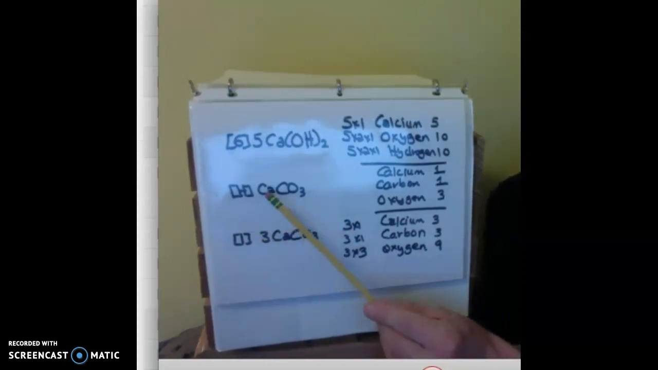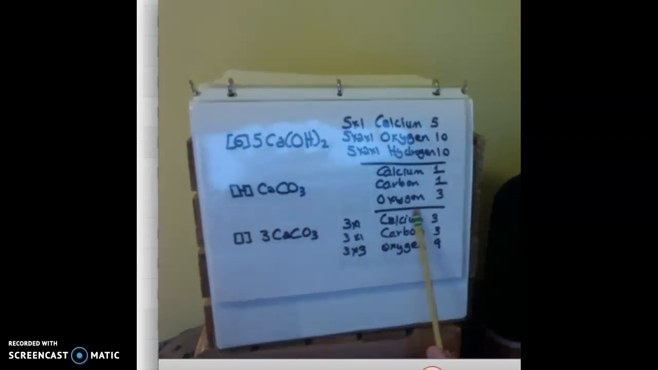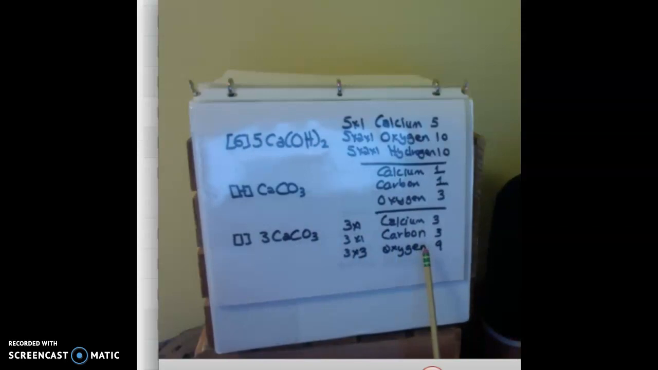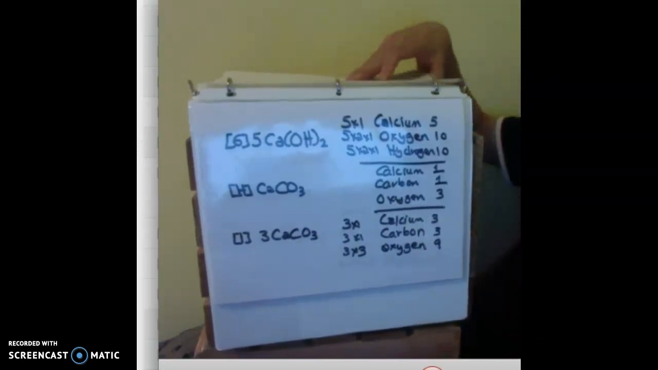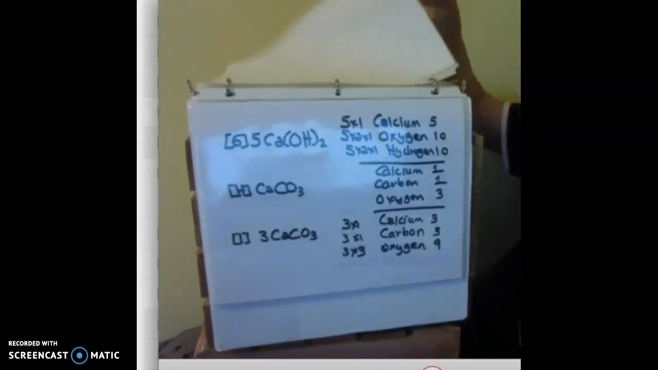But anyway, now we go to I. I has 3 calciums, because you have 3 molecules of calcium carbonate, so you have 3 calciums involved. 3 times 1 or 3 carbons involved. But how many oxygens? You have 3 times 3 or 9 oxygens involved. That's how simple this is. We have a couple more, and then we'll be doing something else.